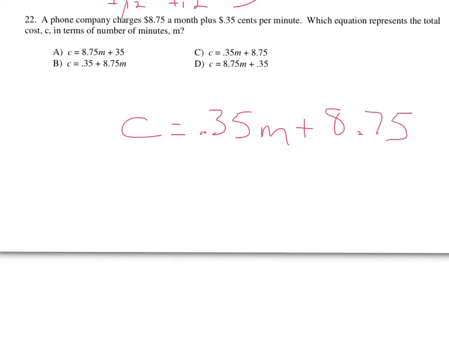Okay, so now we just compare it. We need 0.35 m. So A is out, we're taking that out of our choices because it's not 0.35 m. So that's out. And B is out because it's multiplying the 8.75 times the minutes. C is still in, and D is out. So C is our answer choice. So it's 0.35 m plus 8.75.